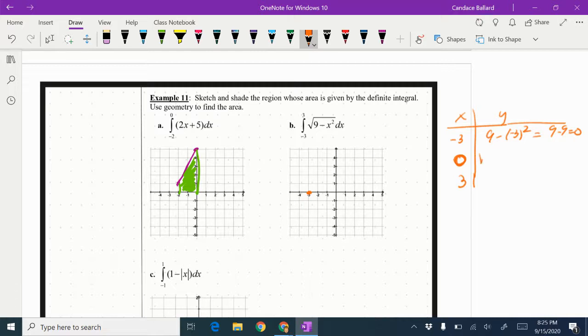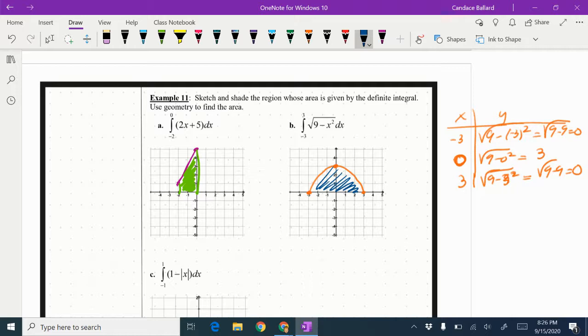Then I'm going to put the 0 in there. So I've got 9 minus 0 squared, which would be 3. So there's that point. Then I'm going to put in 3 squared, which is still going to be 9 minus 9, and the square root of that is still 0. So what ends up being created is a half circle, or a semicircle, and this would be the area that we would be finding the picture of.